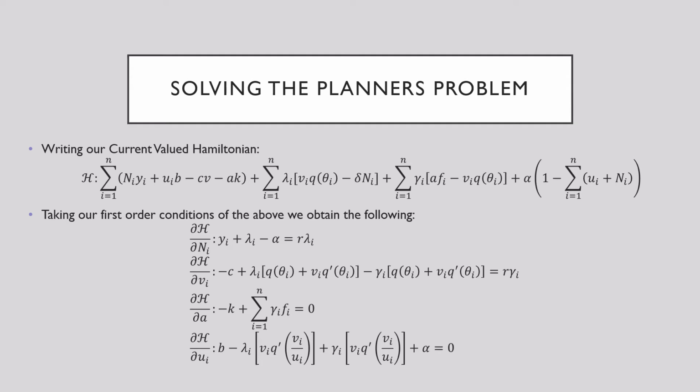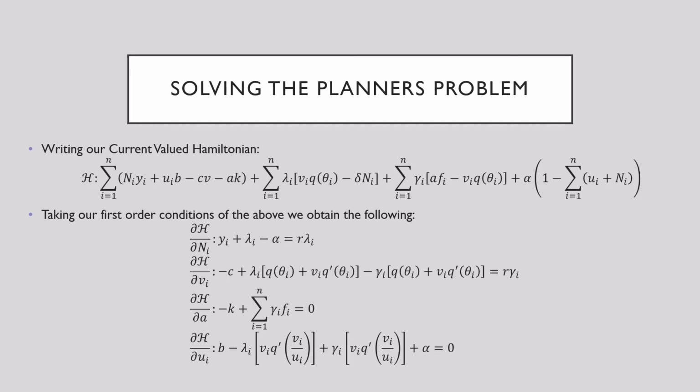Okay, so to solve this problem, we write our current value Hamiltonian. If you don't know what a current value Hamiltonian is, I have a video on that. Just look up using the Hamiltonian in economics. I think we go through this in example 1, so that'll give you an overview of what this tool is. Taking our first order conditions with the above, we get the following results down here.